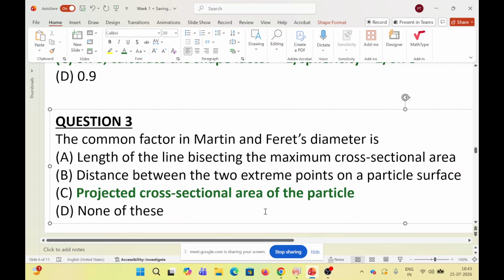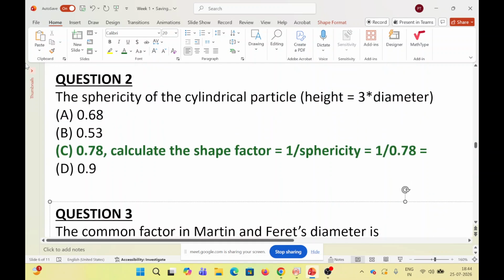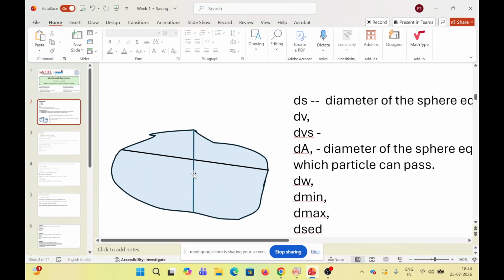Both these diameters are typically defined for the projected cross-sectional area of the particle, not for the particle itself. So they take the projection of that particle, and with that projection they define the Martin and the Feret diameter. So the particle is irregular. That is the reason the projection is like this. If you take a sphere, the projection is going to be a circle. If you take a cube, the projection is going to be a square. For a cuboid, it is going to be a rectangle.